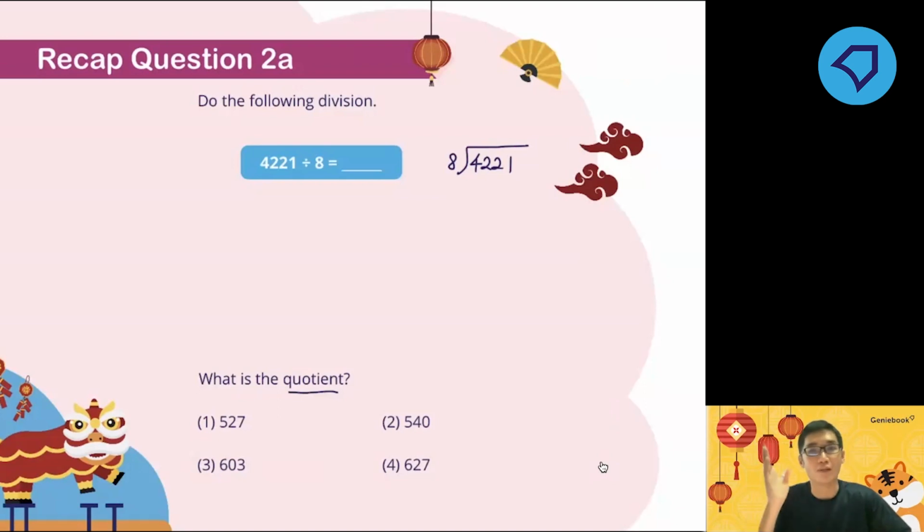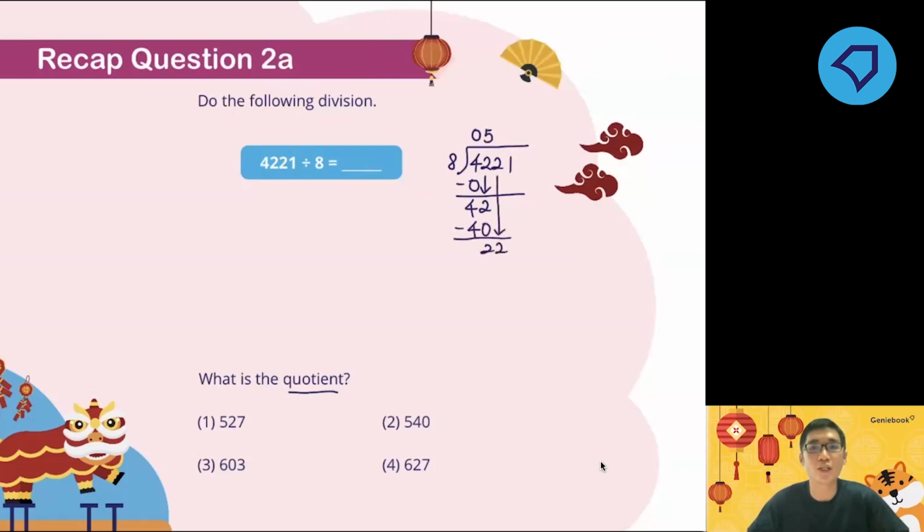Same thing, let's start from the leftmost digit, 4. 4 divided by 8. 4 is smaller than 8, so put a 0 first. Multiply, subtract, and we bring down the next digit. So we have 42. Now 42 divided by 8. The closest multiple of 8 can only be 40, not 42. So 40 I know is 5 multiplied by 8. So subtract, bring down the next digit.